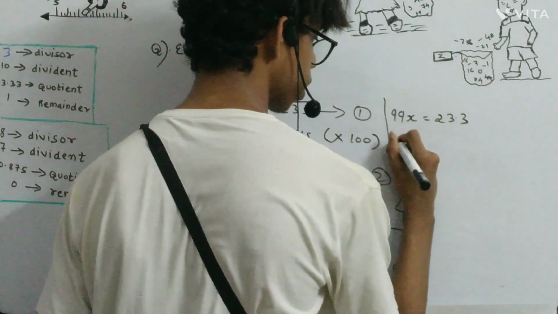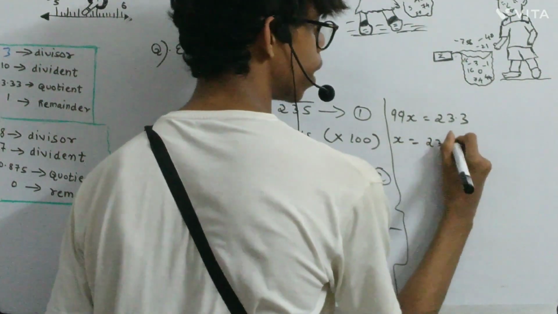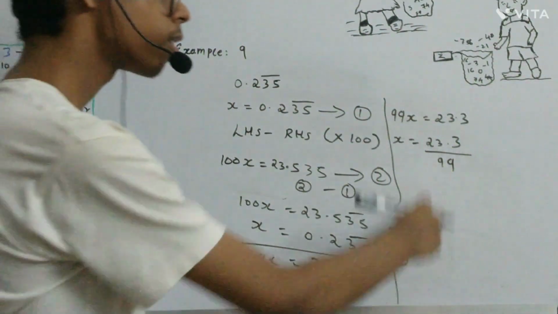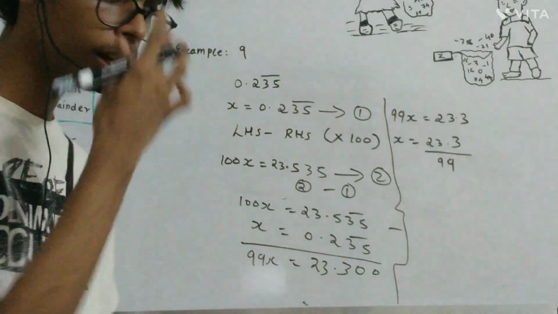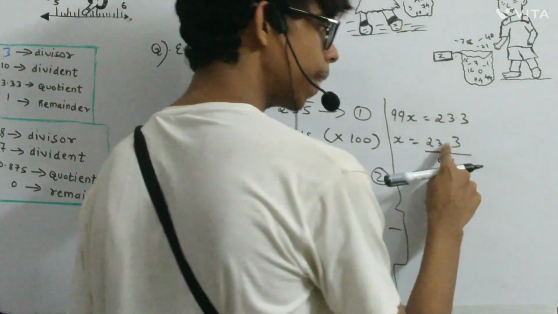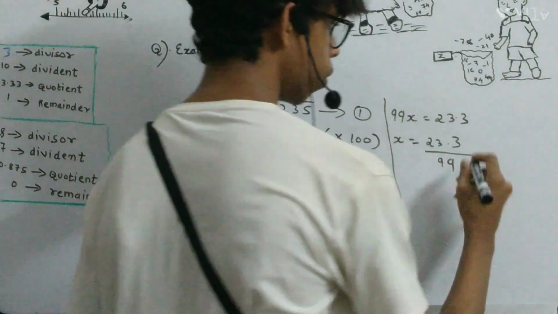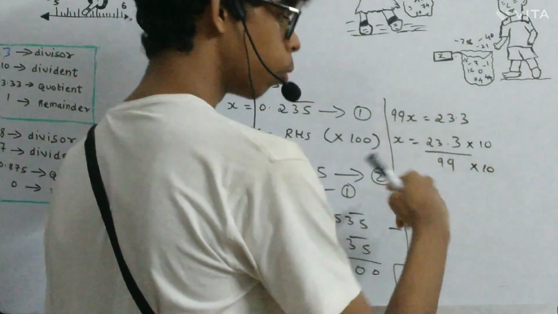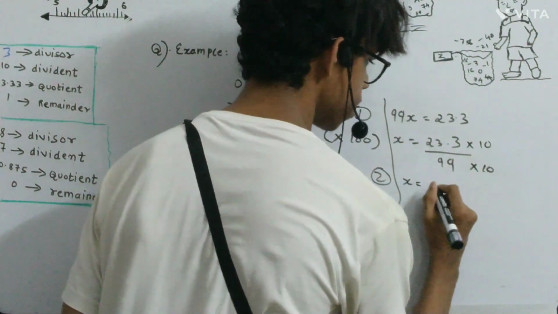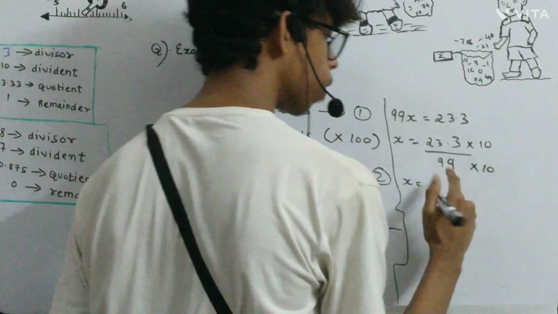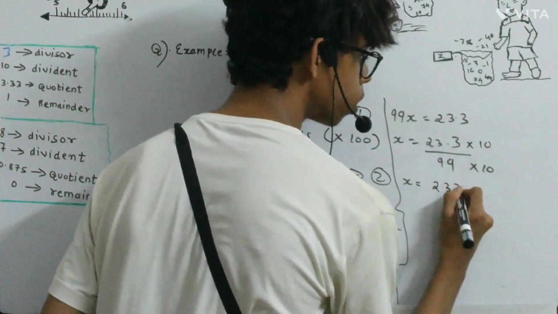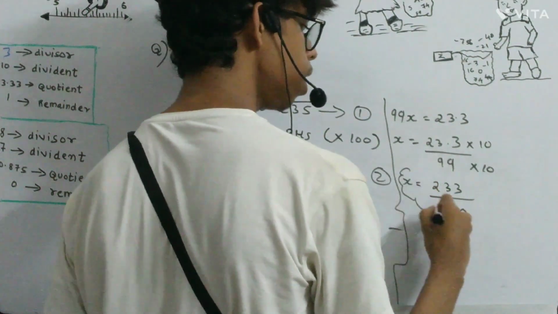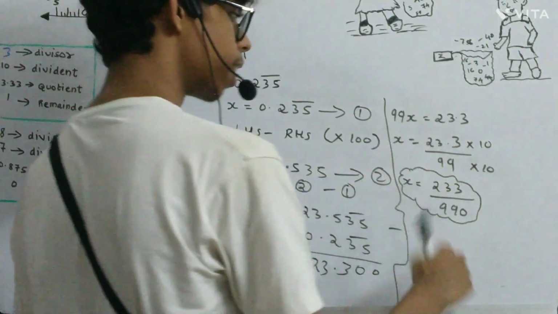Okay, now just take x to the other side. I will get x is equal to 23.3 divided by 99. Now we know this is not in the form of a rational number. So in order to make it a rational number, we have to remove this point from here. So you have to multiply both the numerator and denominator with 10. You know how to remove it. So from here we will get x is equal to, the decimal shifts one place, so I will get 233 by 990. Okay, this is my final answer which I will be getting.